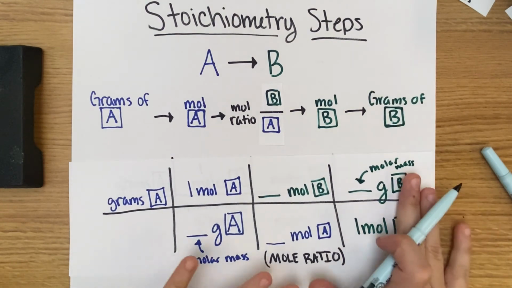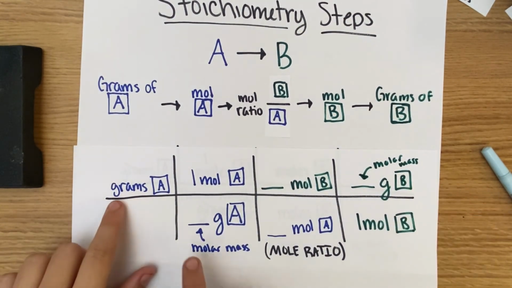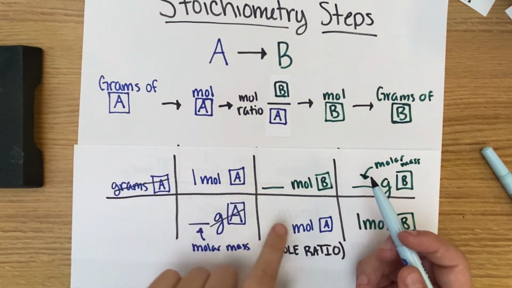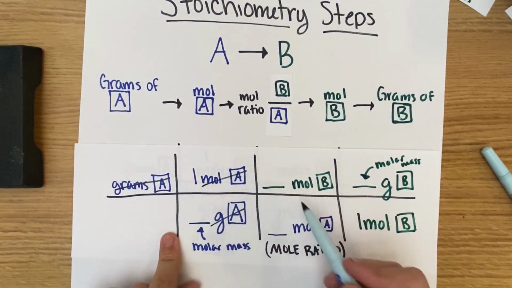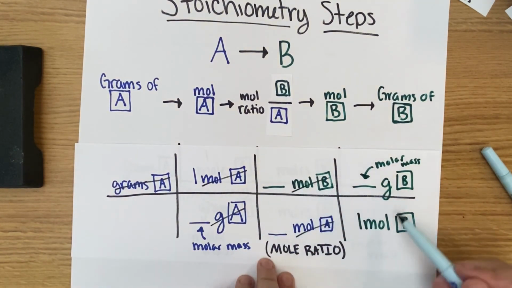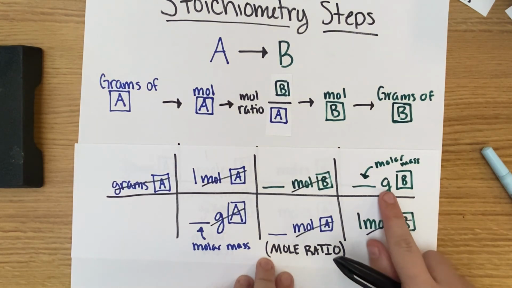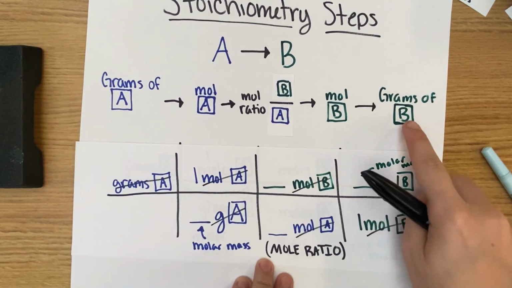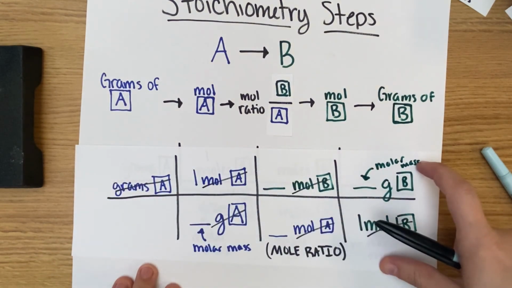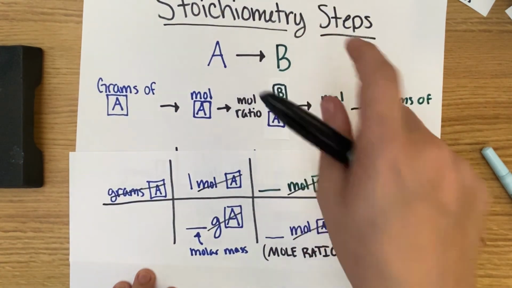Let's just make sure all of our units cancel out. So we have grams of A and grams of A. We have moles of A, moles of A. And finally moles of B and moles of B, which leaves us with grams of B, which is what we were originally looking for. So this would be our full setup for stoichiometry.